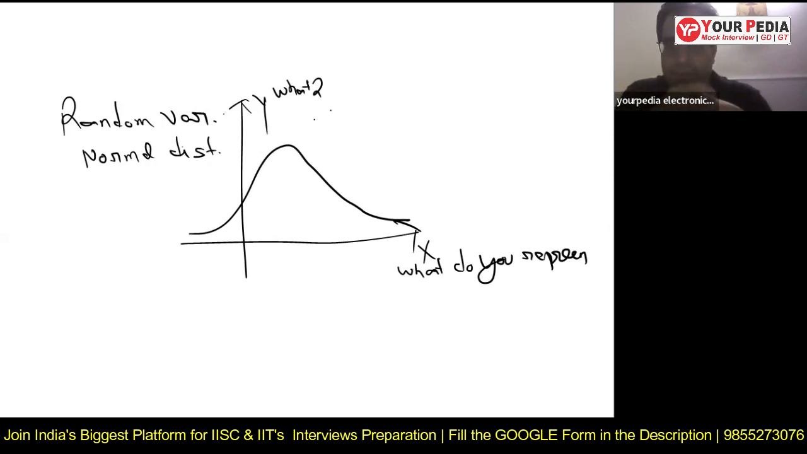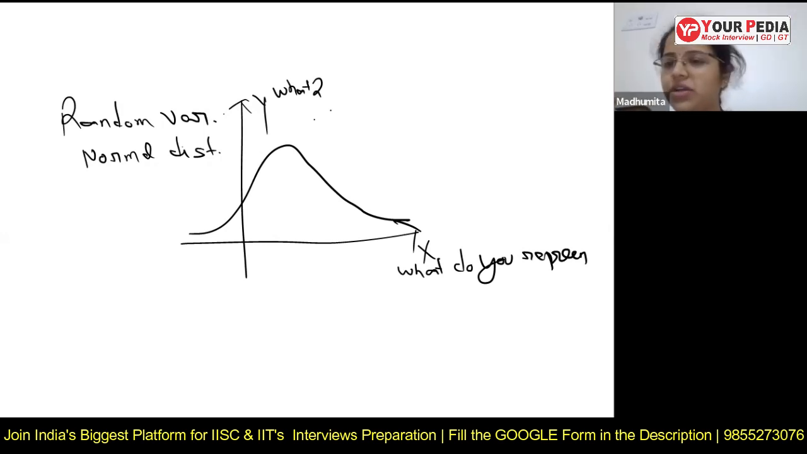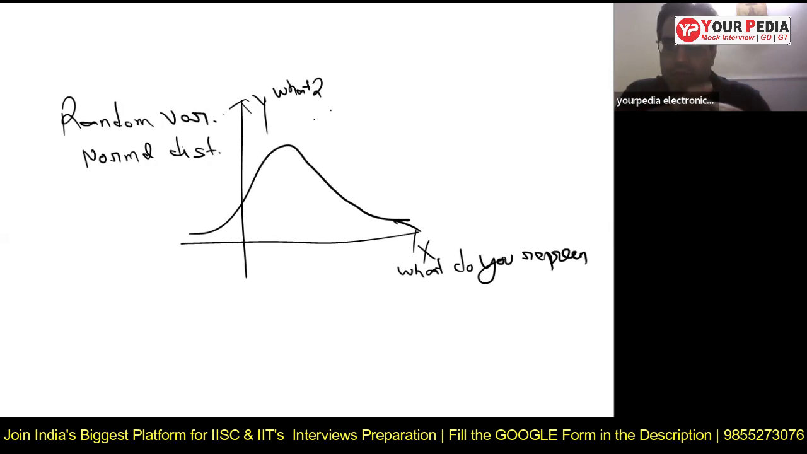Did you get the question? But it's situation dependent. Yeah, so in any situation you tell me, what do you represent here? On both the axes, we represent something. If we draw the graph.